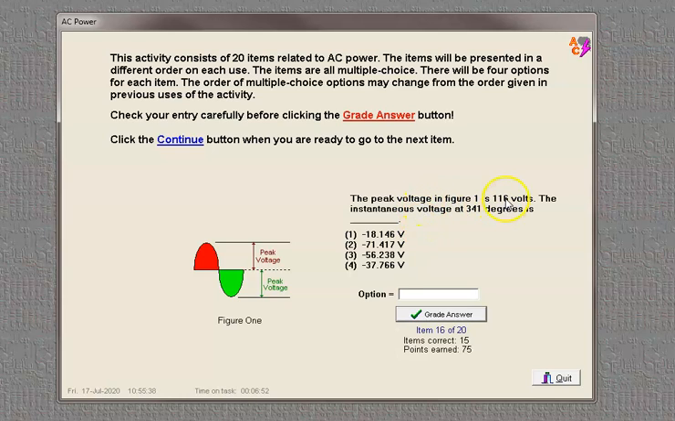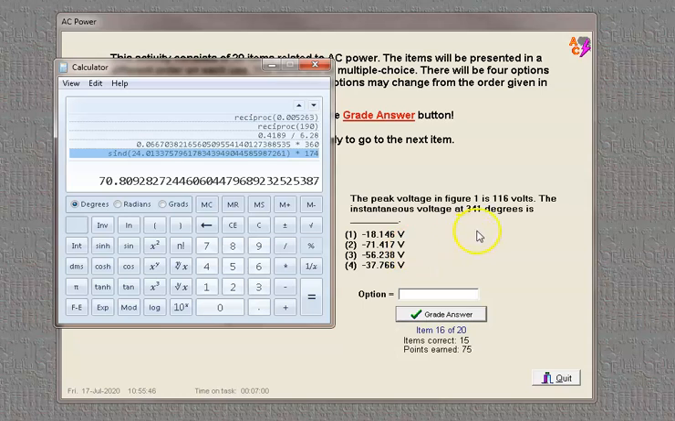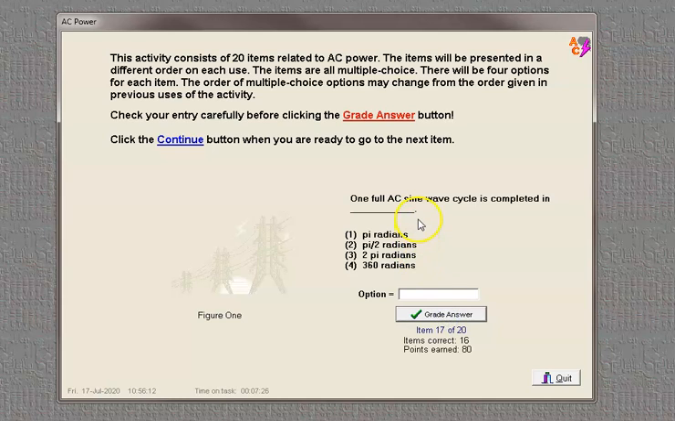Peak voltage in figure 1 is 116 volts, instantaneous at 341 degrees. Let's grab our calculator, and we will take the sine of 341 degrees, so put 341, take the sine, and multiply that times 116 volts. That gives us minus 37.765. Here we have minus 37.766. We'll take number 4. One full AC sine wave cycle, complete circle, 2 pi radians.